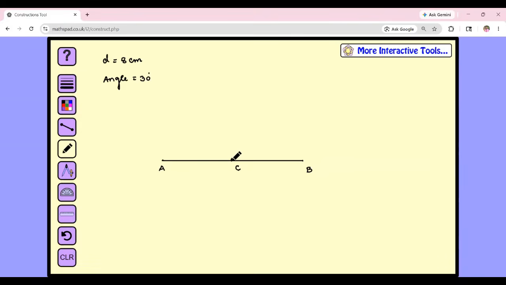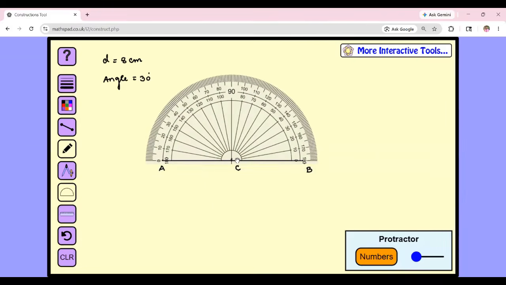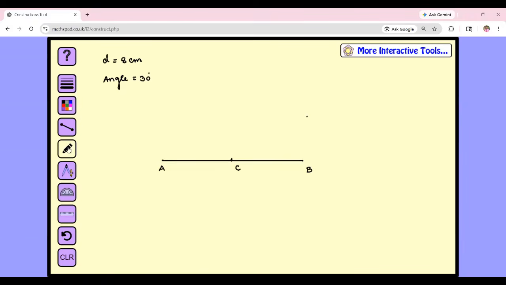Now the intersecting angle is given as 30 degrees. So use your protractor and mark 30 degrees from the center. Place your protractor and mark 30 degrees, looking only at the inner scale. This is my 30 degrees. After marking 30 degrees, take your scale and join the points.